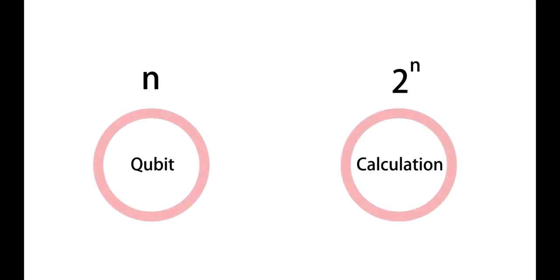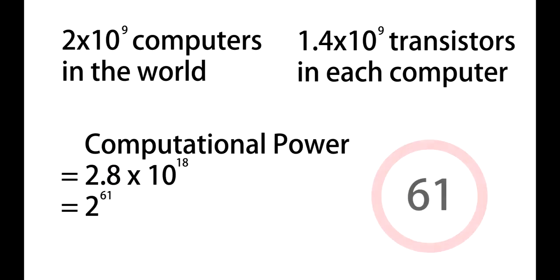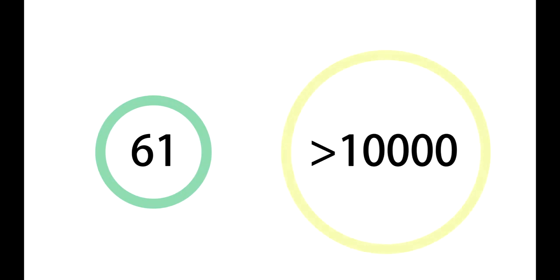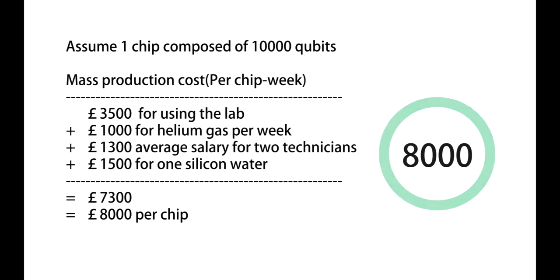Unlike in classical computing, qubits can perform 2 to the power of n number of calculations, where n is the number of qubits. Therefore, we can calculate that we only require 61 qubits to replace the whole of the world's computational power. However, in reality, to completely solve our problem, we need a chip with at least 10,000 qubits to calculate basic algorithms. After making some assumptions, we can calculate that we need about £8,000 for a single quantum chip.